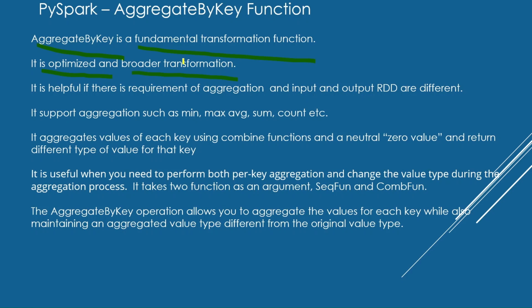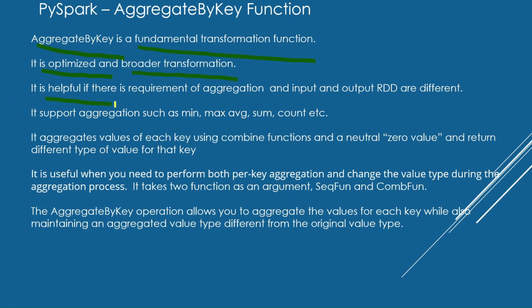Why is it optimized? Because whatever aggregation function we want to apply with the help of aggregate by key, it first does locally. Locally means on each and every partition, it implements the aggregate function. Because of that, the amount of data is reduced. And it is a broader transformation, meaning it is going to shuffle the data across different executors over the network. And if the data is small, the shuffling process becomes very fast.